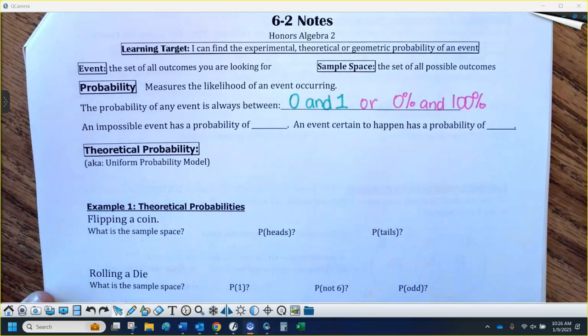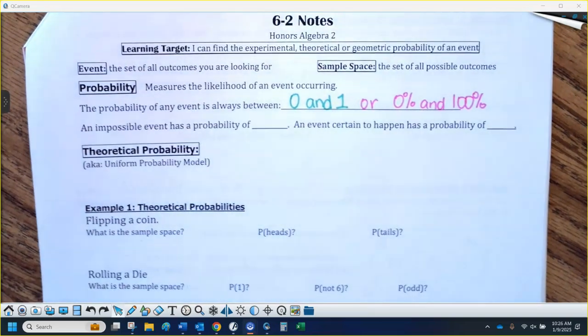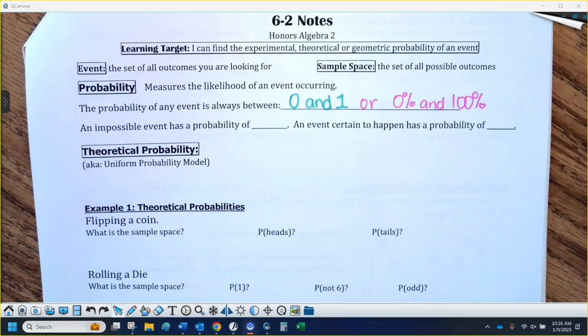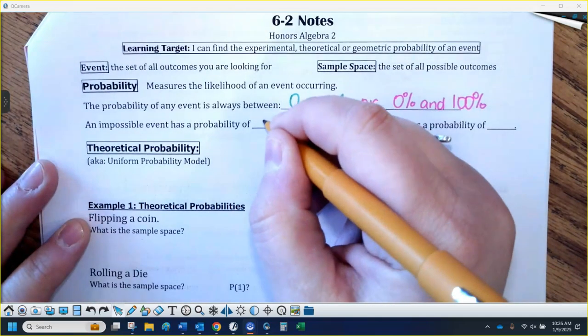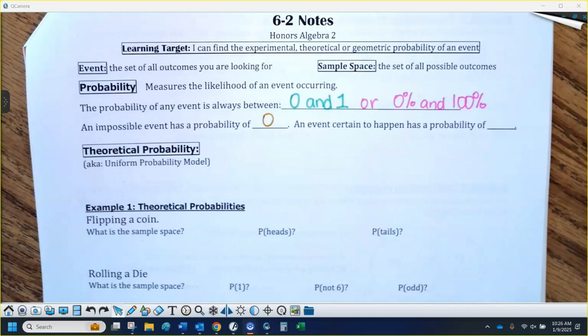So if something can't happen, like let's say I was rolling a normal die and I said, what's the probability I roll a 12? You'd be like, Miss Carter, you're crazy. That has a probability of 0.